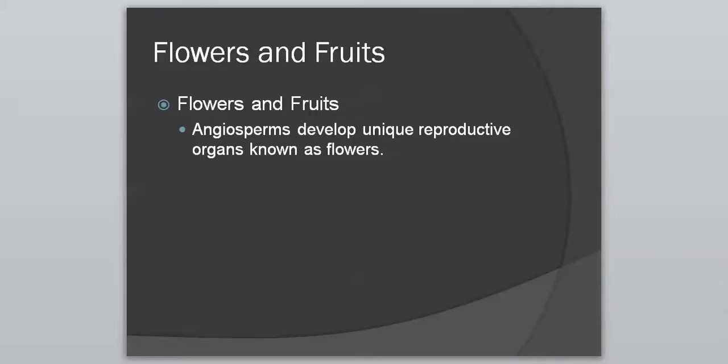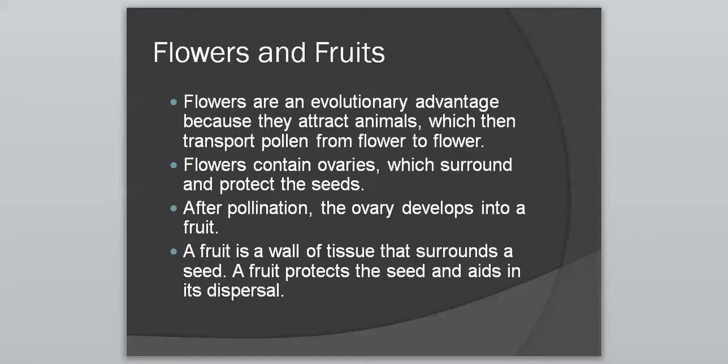First characteristic is they have flowers and fruits. And angiosperms develop unique reproductive organs known as flowers. So flowers aren't just there for us to look at and to think they're pretty. They have a purpose to be reproductive structures. And they are an evolutionary advantage because they attract animals, which then transport pollen from flower to flower. So what that means is they're able to survive.